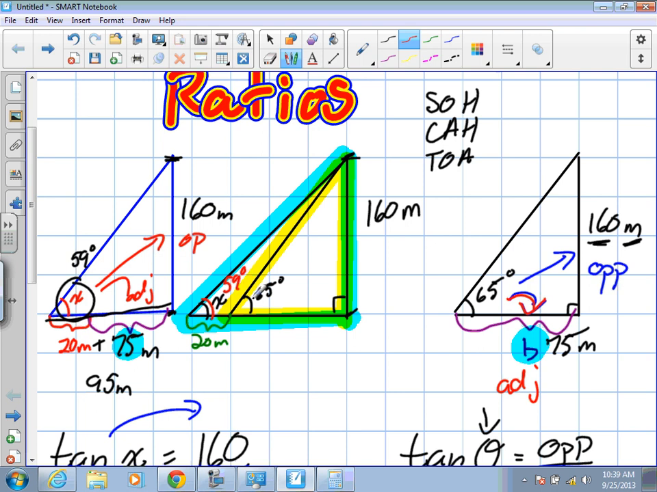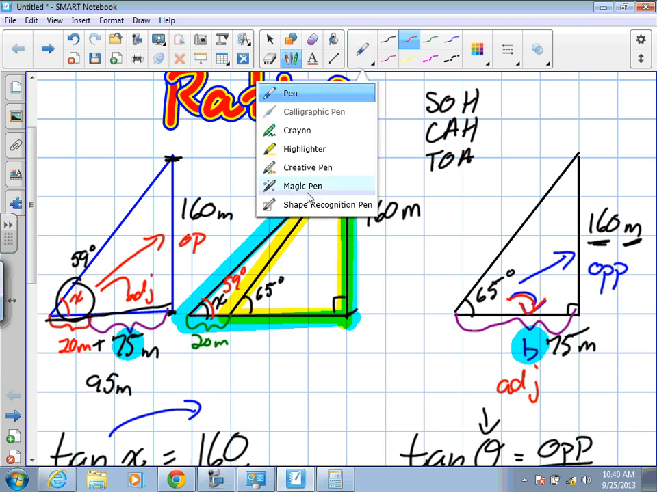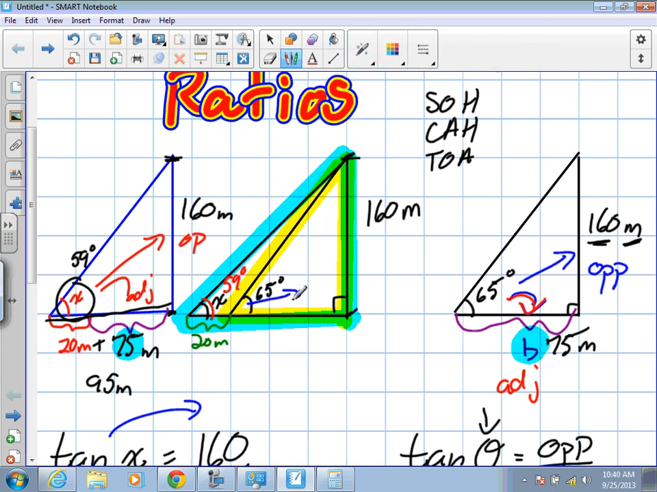If he had moved closer, let's say he'd moved this way, would the angle of elevation increase or decrease? Increased. The closer he gets, the more he has to look upwards to see the top of something.